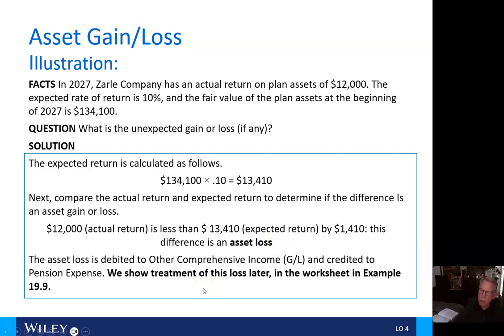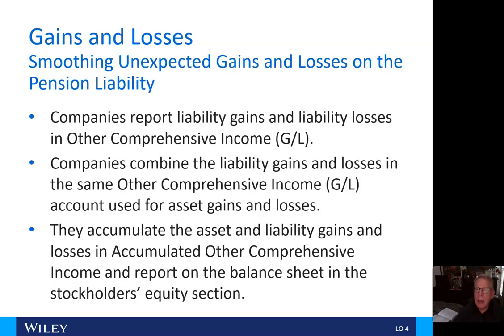The asset loss is debited to other comprehensive income and credited to pension expense. Right? We show treatment of this loss later in the worksheet in example 19.9. Okay. Now, smoothing.